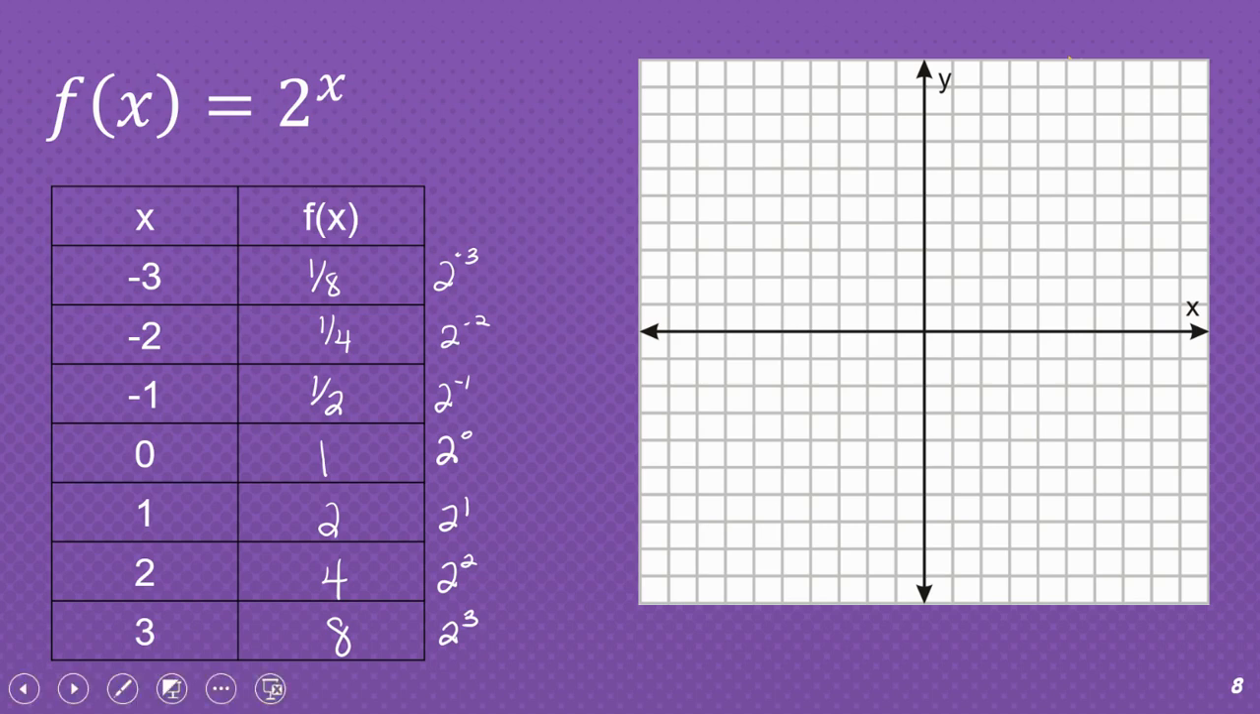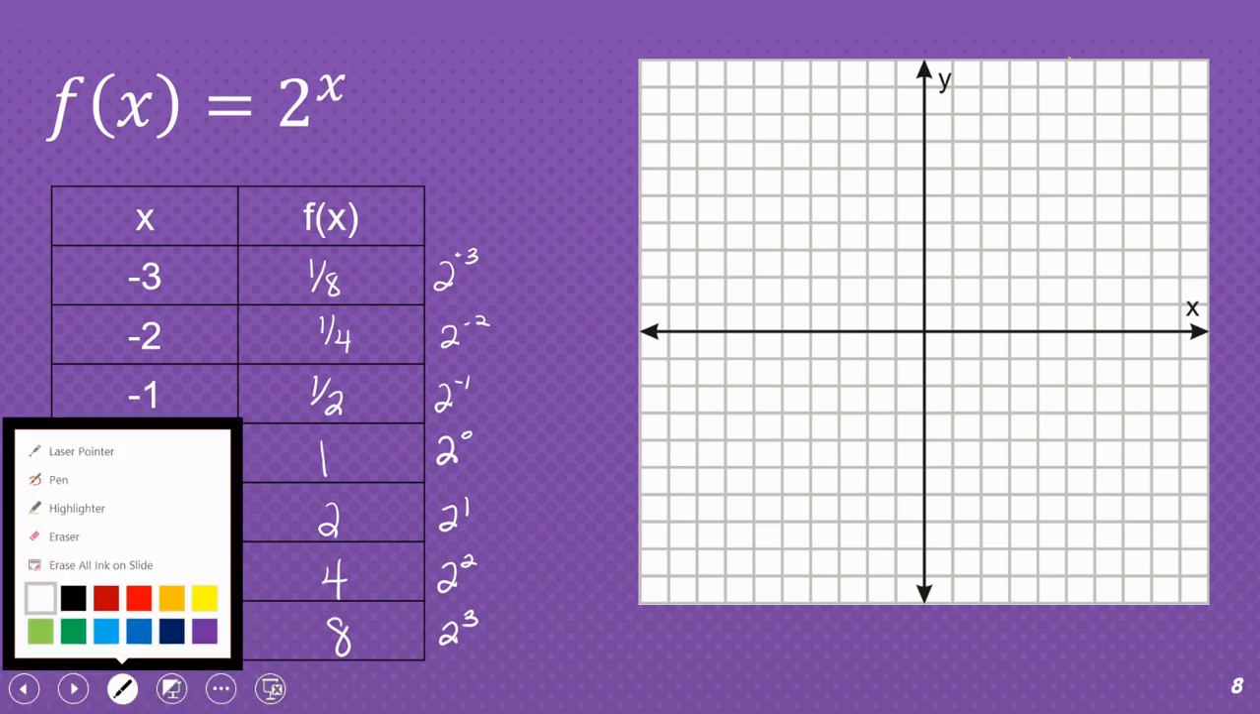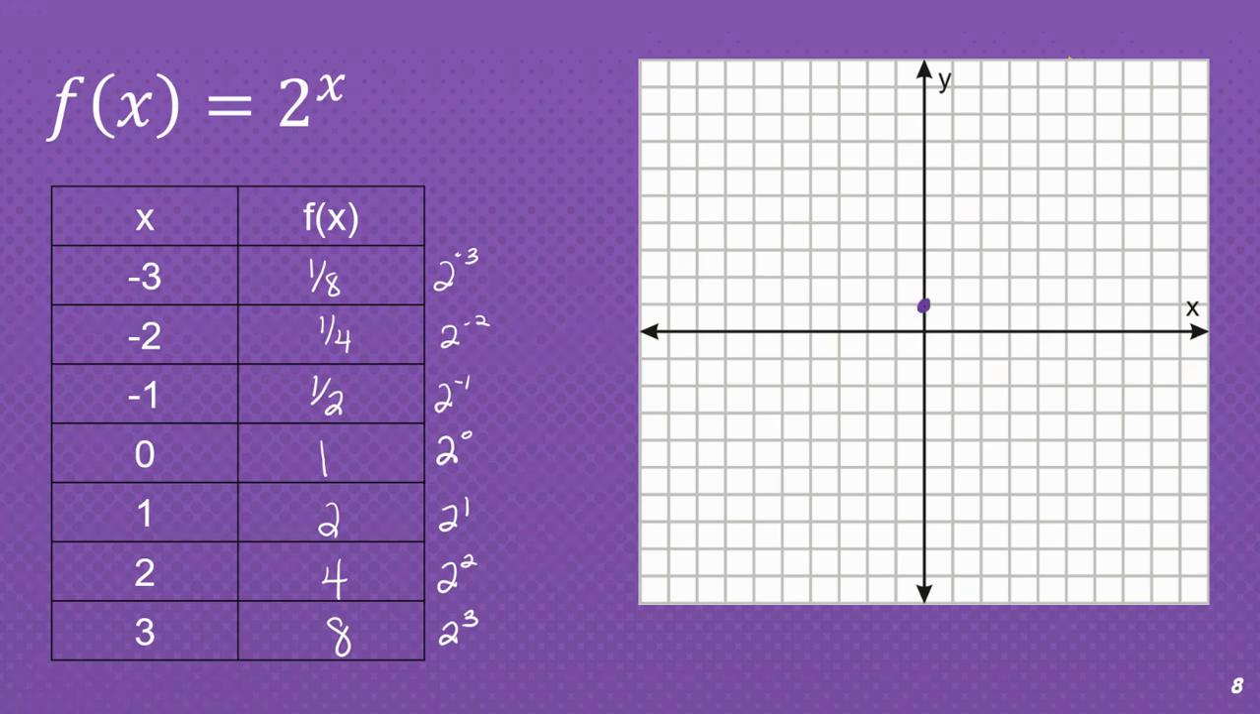Okay. Now, if we come over here and graph these, I want to show you: 0, 1; 1, 2; 2, 4; 3, 8. That's going up pretty quickly. But then when we come to the other side and we start graphing left, so negative 1, 1/2, okay? Negative 2, 1/4, negative 3, 1/8. Do you see how that slows down a lot?